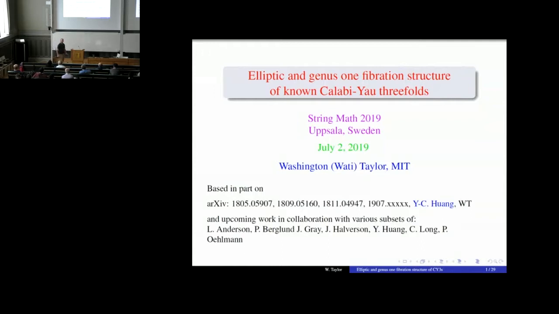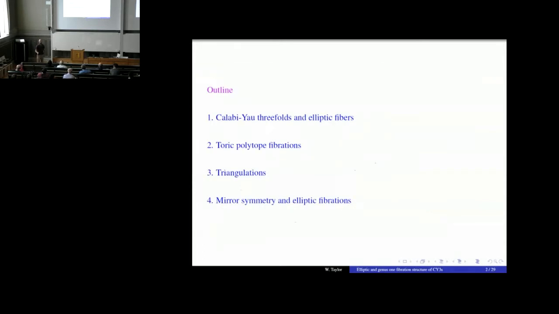So I guess 4 years ago at String Math, I talked a little bit about some related things, although I think we've come a long way since then, so I have a more complete and compelling story to tell you today. Just to briefly outline, I'll start with a little bit of introduction about Calabi Yau's and elliptic fibrations, what we mean by those things, and then I'll focus on reflexive 4D polytopes, and I'll talk a bit about the fibration structure of those polytopes. And then we'll go to triangulations, which are related to the toric varieties that live as hypersurfaces in those polytopes. And then at the end, I'll say some things about mirror symmetry in the context of toric constructions.